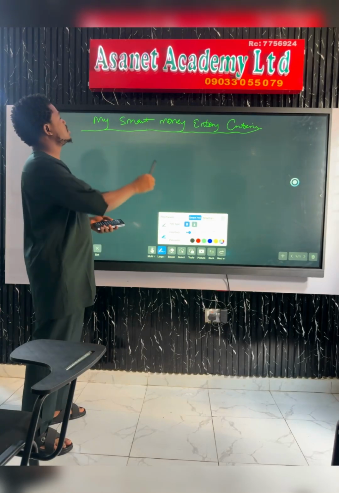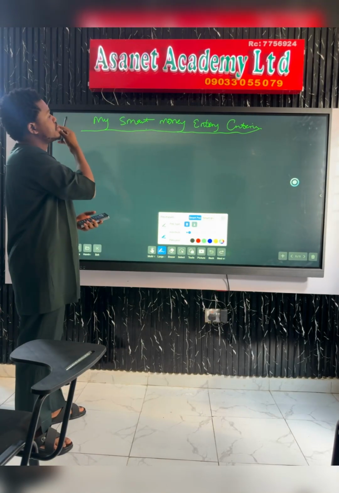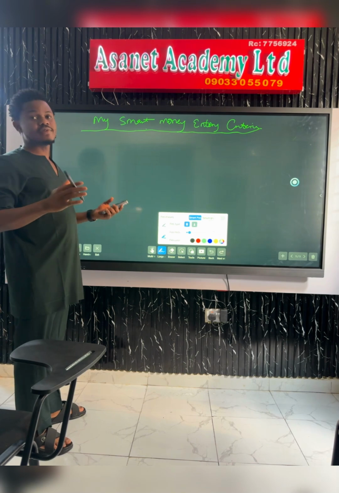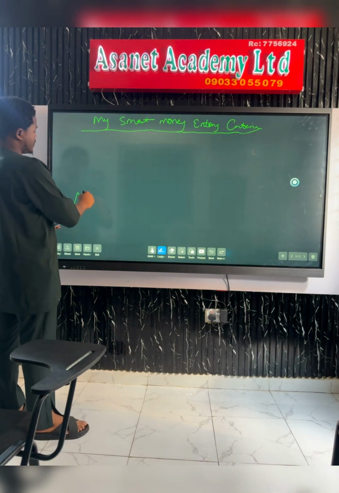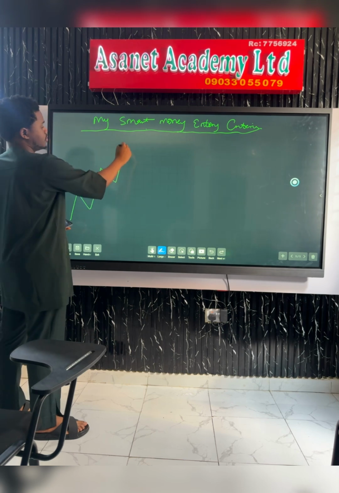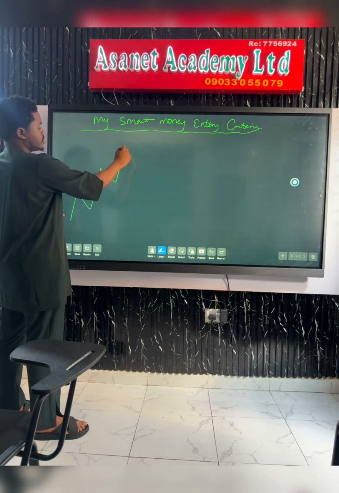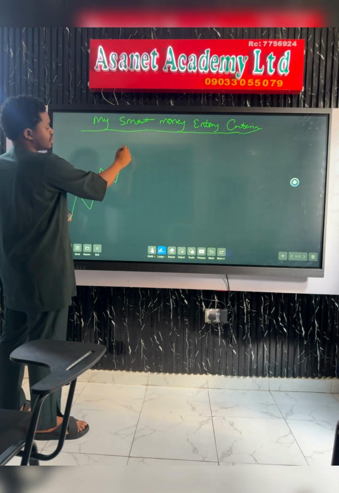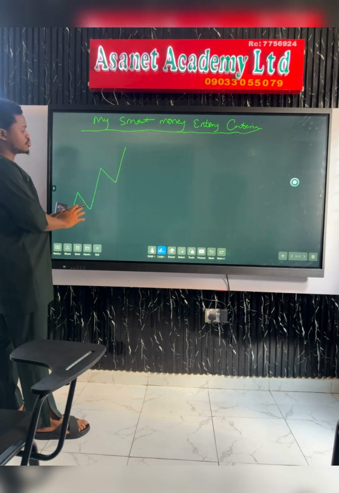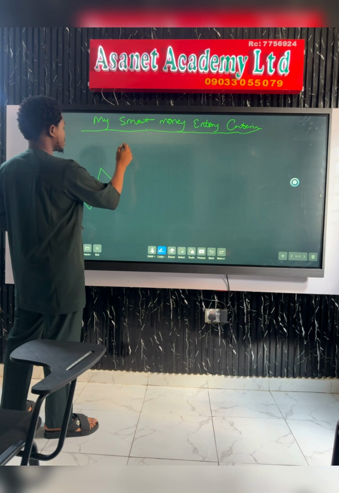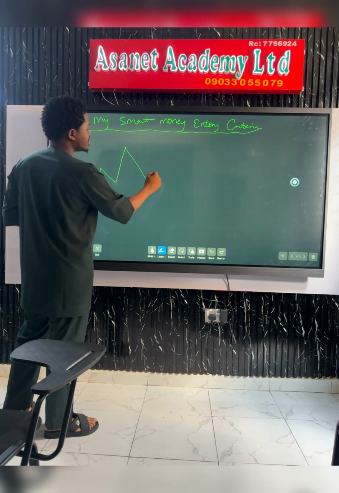Alright, so this is my smart money entry criteria, what I need to see before I execute my trade. First of all, I need to see my structure. When I see this structure, it will give me insights of a buying bias. You can see the structure well. Then once I see this structure going, I need to see market create a liquidity for me.